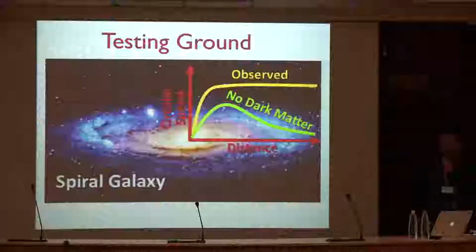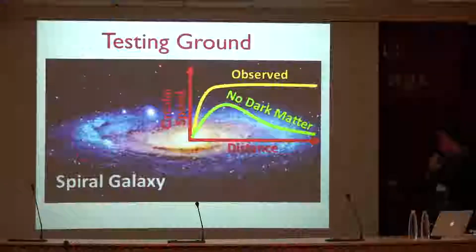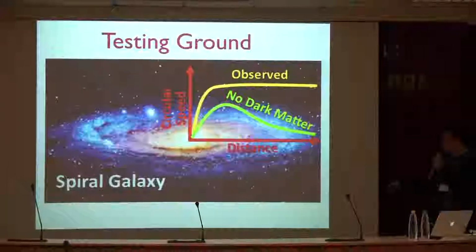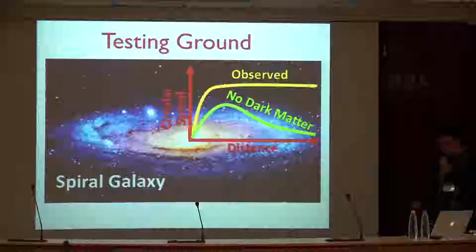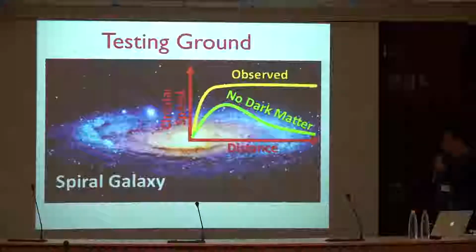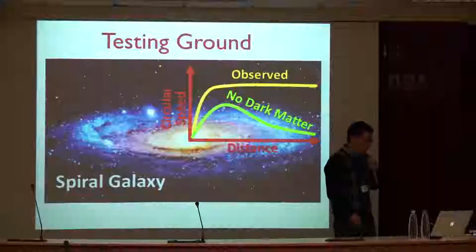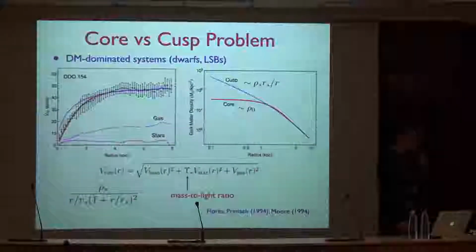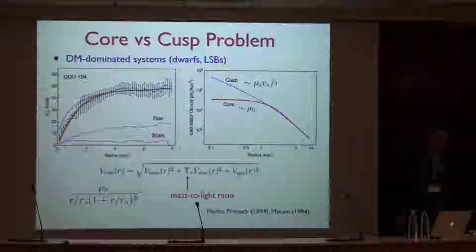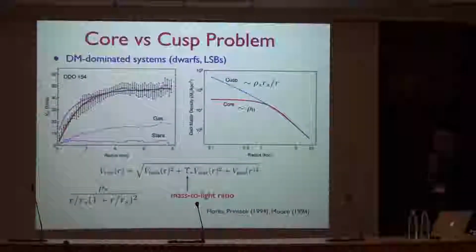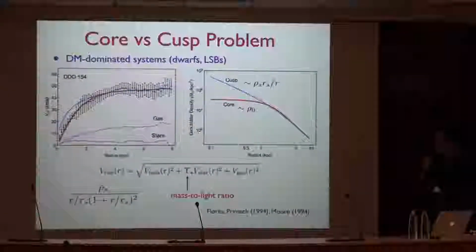We can look at galaxies. In this talk, I'm going to focus on spiral galaxies. In spiral galaxies, we have stars and gas particles. They are moving around inside the gravitational potential well of the halo. So in principle, we should be able to test the lambda CDM prediction.